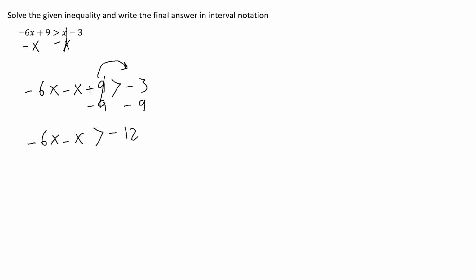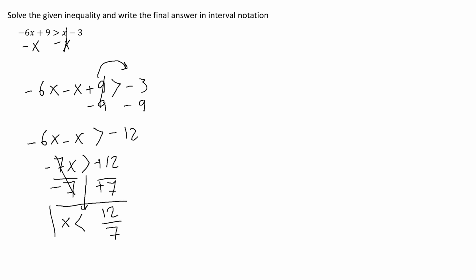And negative 6x minus x equals negative 7x, which is larger than negative 12. So now we would divide by negative 7 on both sides of the linear inequality. But we have to remember, when we divide by a negative value, the inequality sign changes its direction. So negative 7 cancels, and now we have x is less than, you see how we changed the sign, negative 12 over negative 7. The negatives cancel, so x is less than 12 divided by 7. So we solved for this.